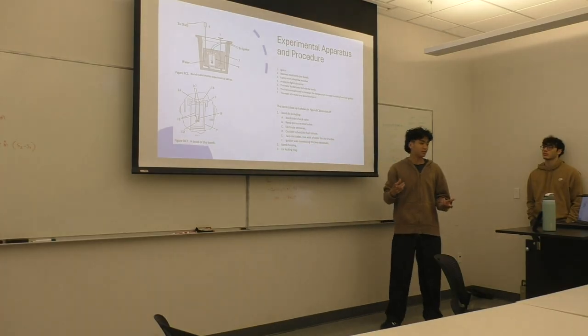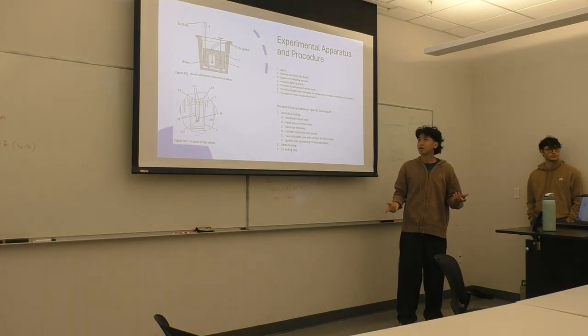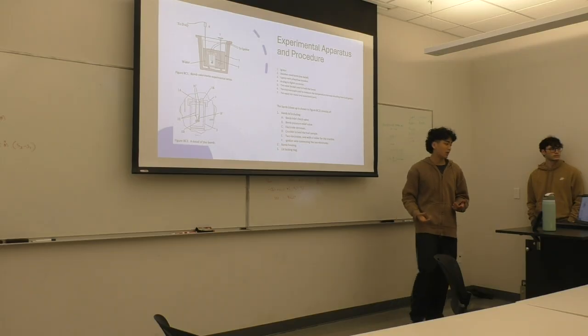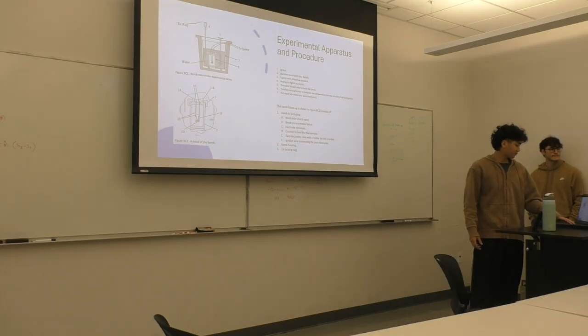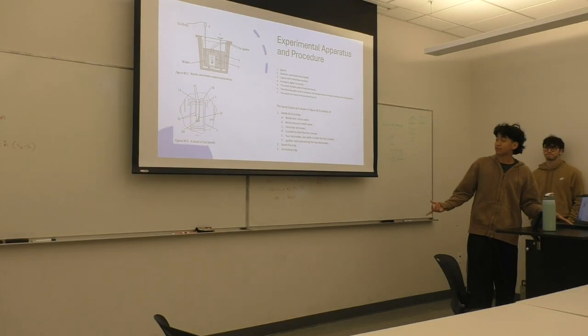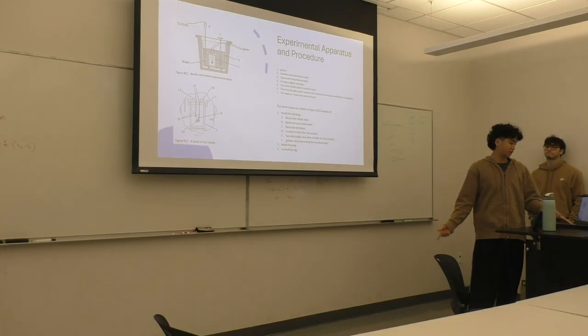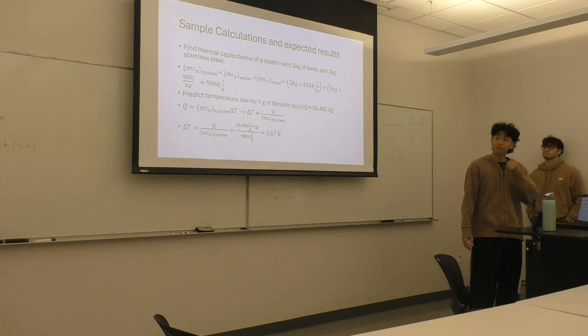What that basically does is flush all the gases we don't want inside. So we want basically pure oxygen to ensure we have a complete combustion reaction, like we have no leftover fuel. And then after we combust it, we're going to measure the change in temperature of the water and use those values to calculate our Q.